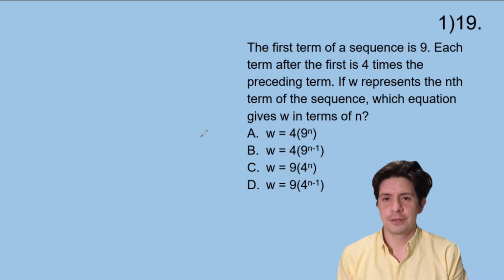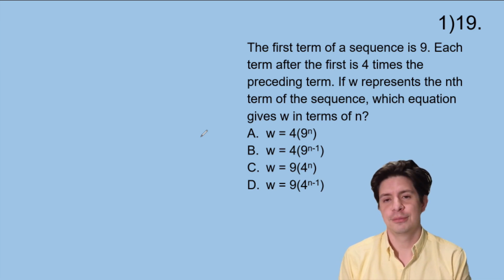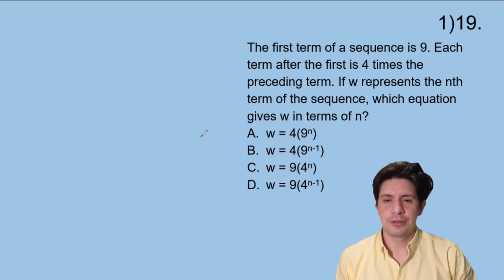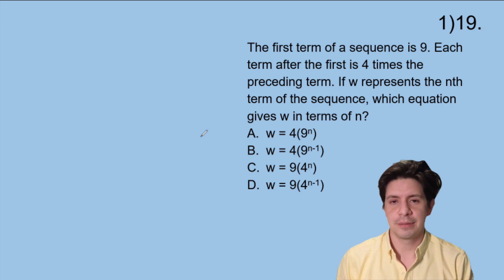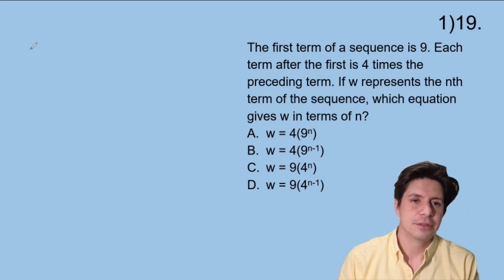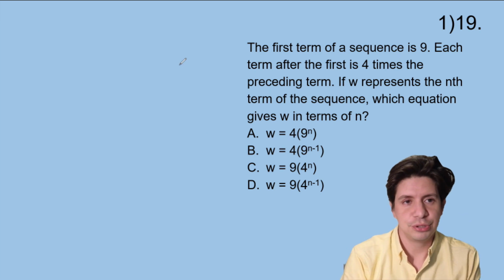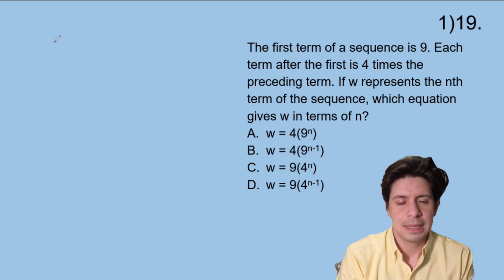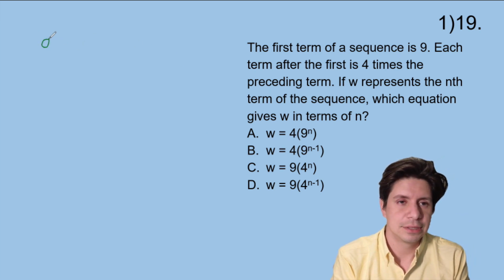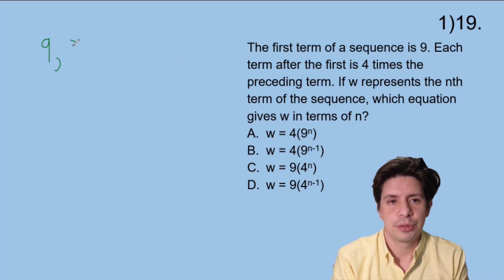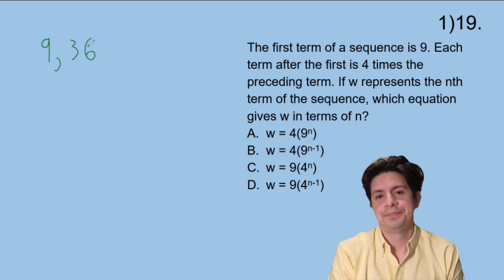Each term after the first is 4 times the preceding term. If W represents the nth term of the sequence, which equation gives W in terms of n? So there's a couple ways to think about this one. I'm going to write it out. Let's assume you didn't know how to do geometric sequences, right? So the first term is 9, the second term would be 36, right?